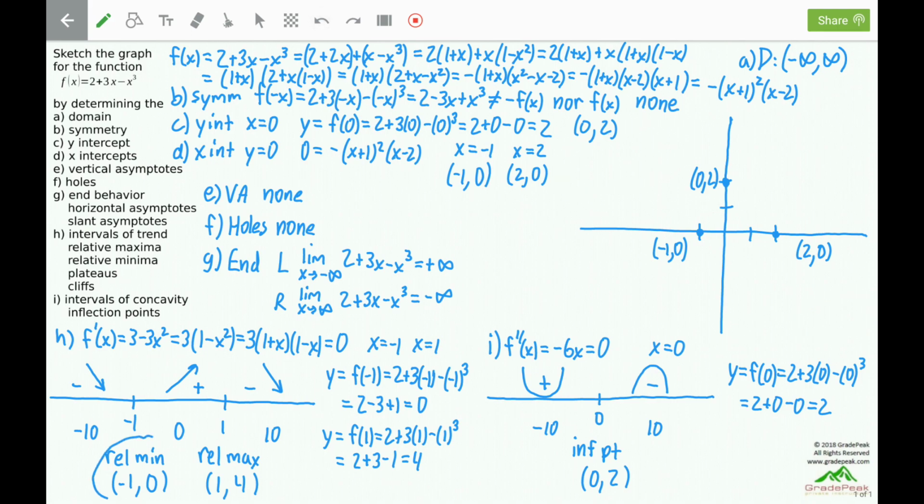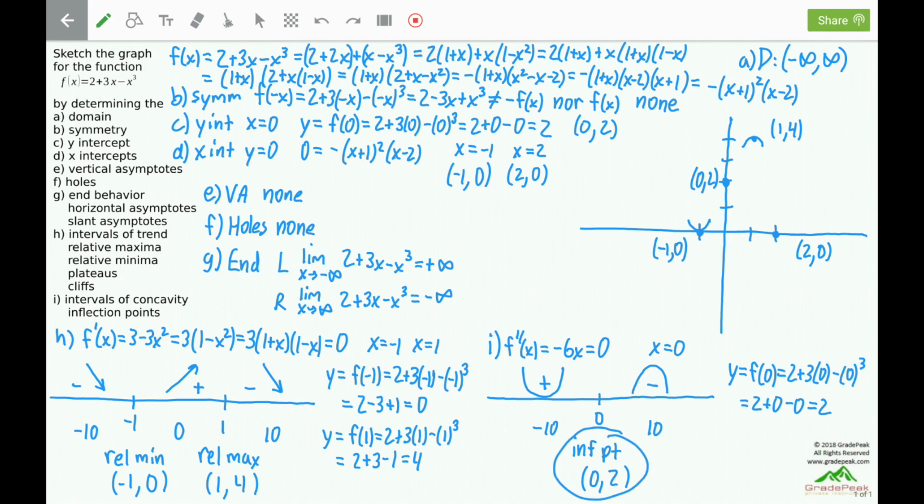We have a relative minimum at -1, 0. So right at -1, 0, we can give it a relative minimum type look. It'll look something like that. Right at 1, 4, it'll have a relative maximum. So that will be up here. So we'll give it a relative maximum kind of look, and let's label that as 1, 4.